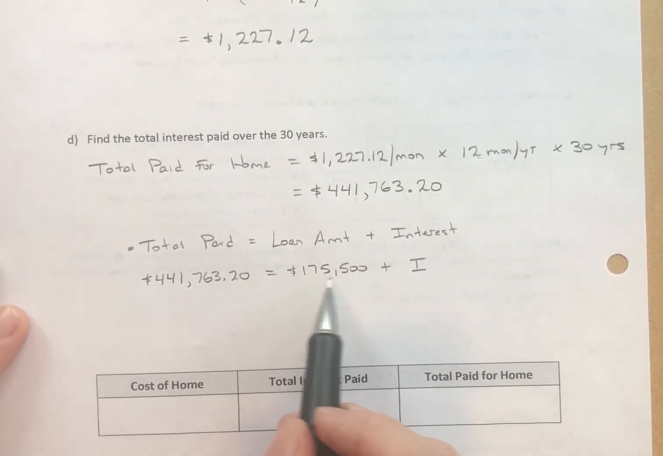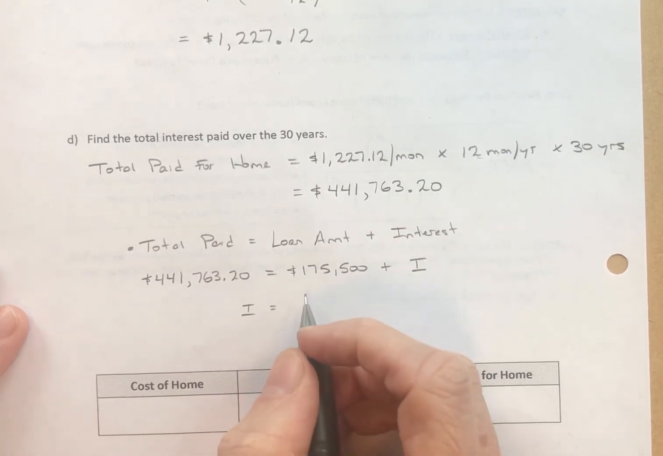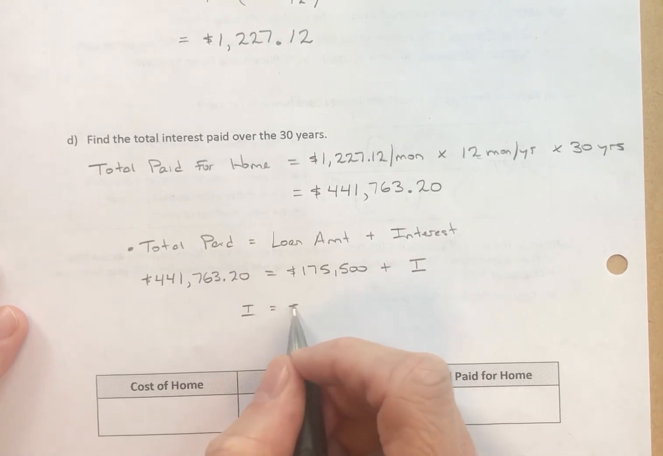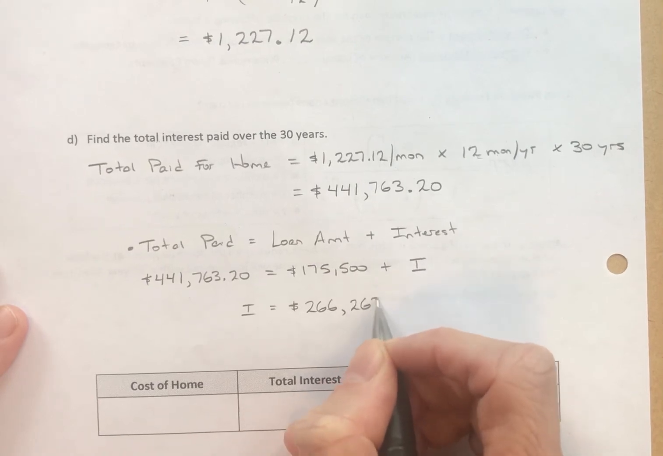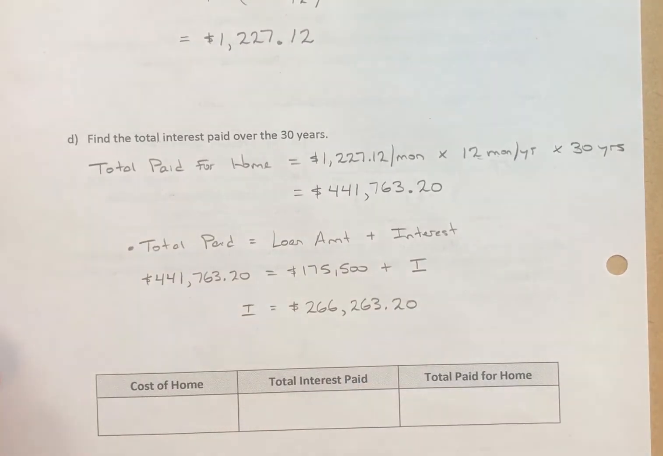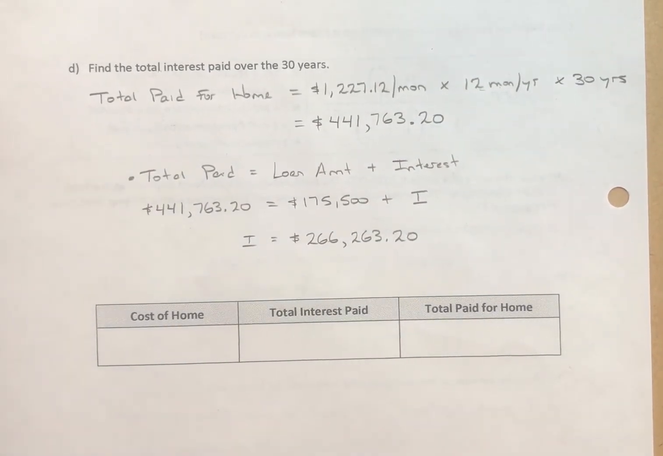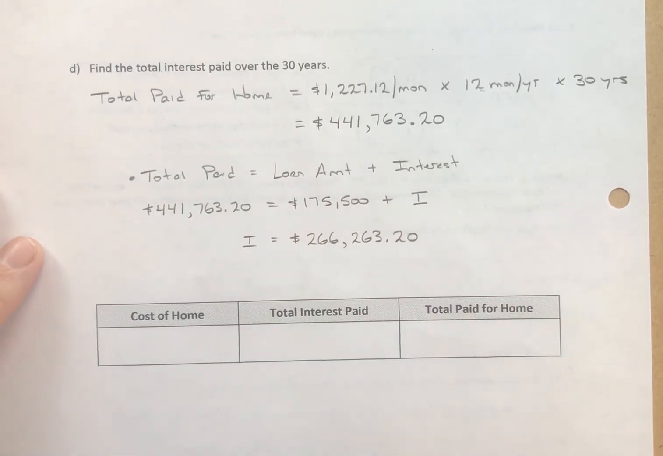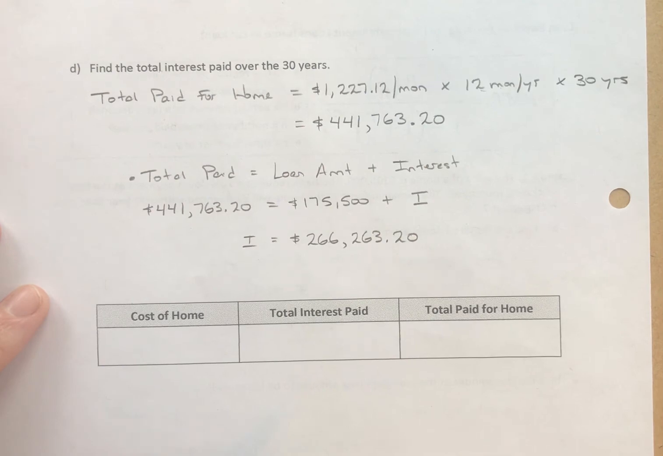So let's subtract $175,500 from both sides, and the amount of interest, the fee you're going to pay to borrow this money for 30 years, is $266,263.20. And yes, that seems like a lot because it is. To borrow money for that length of time means that over 360 payments, you're paying interest every time, so you're going to wind up accumulating quite a bit of interest. But you can't afford the home otherwise, so this is what people will do.